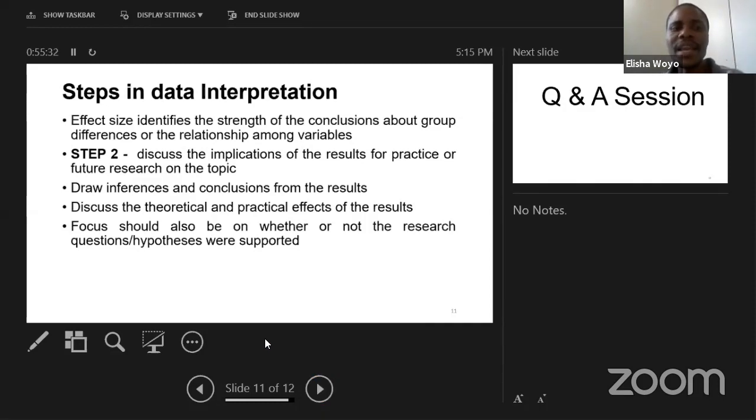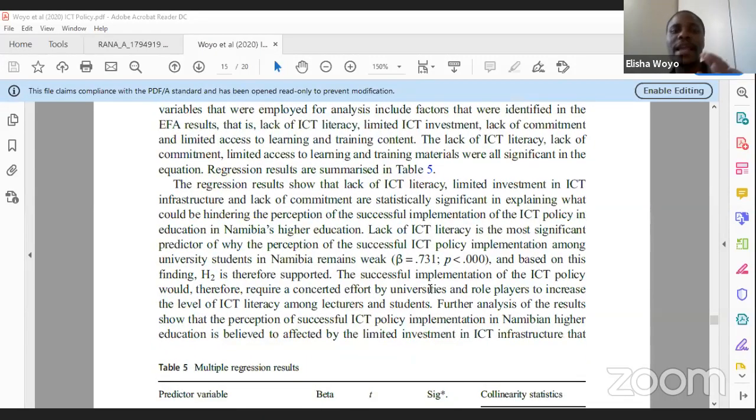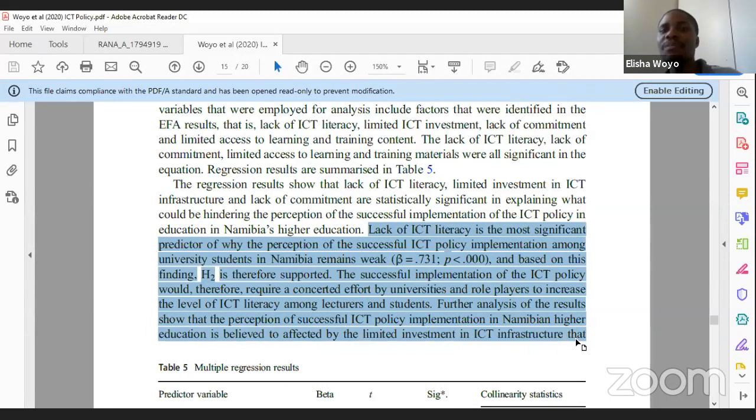So you should be in a position to show whether your research question is answered, or your hypothesis is answered. So it's actually very critical for people to be in a position to do all that. So if you can read this, where I have highlighted in blue, I am talking about literacy as a predictor of perception, and I've given you the statistics.